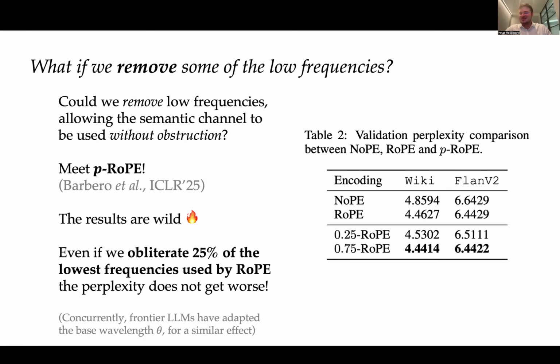So since low frequencies are used to pass semantic information, and those frequencies are basically just distractions, could we just delete them? And this led to us proposing p-RoPE, which we'll be presenting at ICLR in a couple of months. And the results are pretty wild. We're able to delete 25% of the lowest frequencies of RoPE, just set them to 0, nothing else required. And the perplexity not only doesn't get worse, but actually it's even competitive with the full-on RoPE, right?